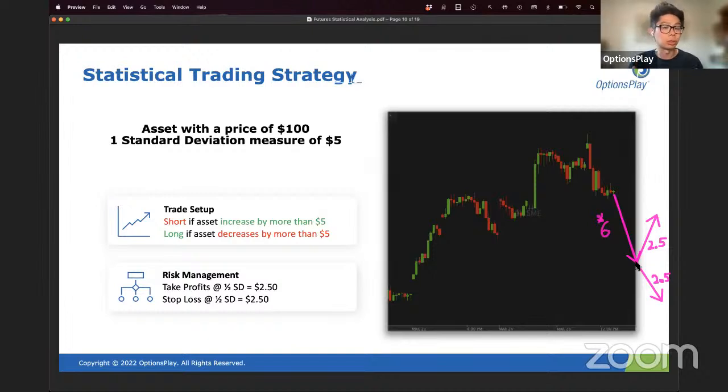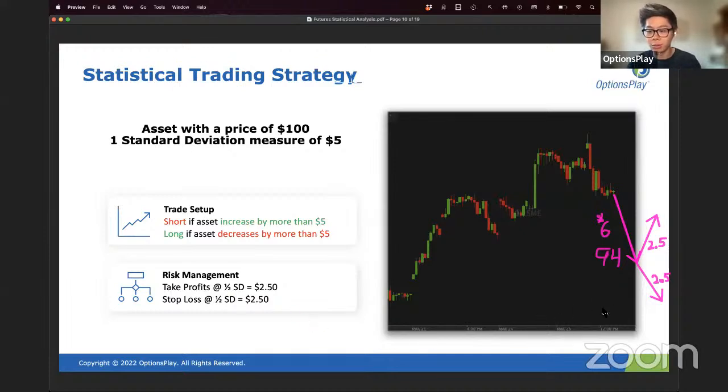Once you've entered the trade at, let's say in this particular case, $94, because that's $6 below 100, you're going to set in both a stop loss and a take profit that is equal to 1/2 of the standard deviation. So because the standard deviation is $5, you're going to take profits $2.50 above 94, or you're going to get stopped out $2.50 below 94.